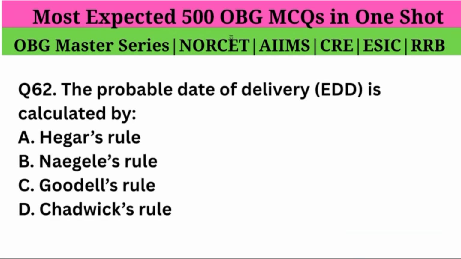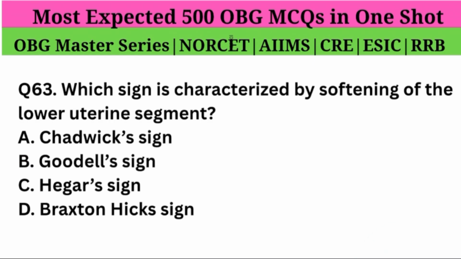Next question, the probable date of delivery EDD is calculated by. Your correct option is option B, Nagel's rule. Next question, which sign is characterized by softening of the lower uterine segment? Your correct option is option C, Hegar's sign.